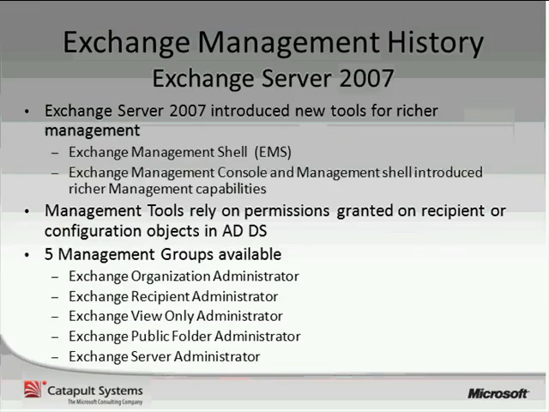In Exchange 2007, this was improved when Exchange Server 2007 introduced new tools for richer management, including the Exchange Management Shell, utilizing PowerShell. The Exchange Management Console and Shell both had increased capabilities. However, the tools still rely on permissions granted on recipient or configuration objects in the directory. In Exchange 2007, instead of 3 management groups, we now had 5. We had the Exchange Organization Administrator, a Recipient Administrator, a View-Only Administrator, a Public Folder Administrator, and a Server Administrator. And yes, those public folders, they keep hanging on.